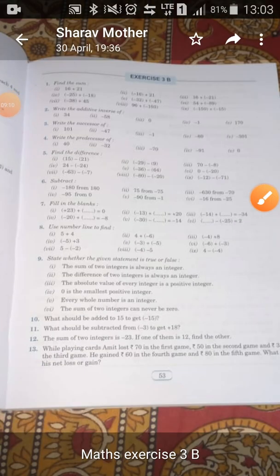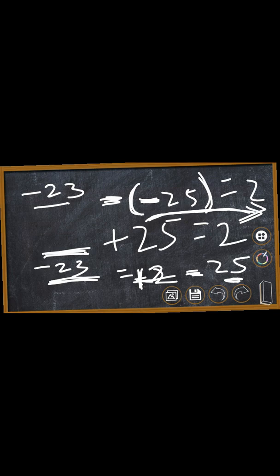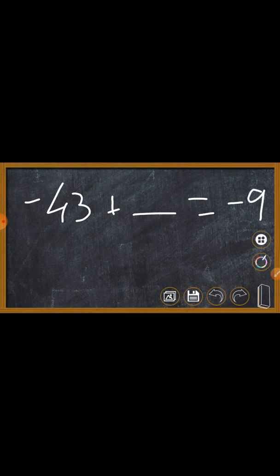Acha, rest if I solve, there are just six sums in this. Okay, so let me solve a few examples for you which I've made up in my mind. So minus 43 plus blank is equal to minus 9. How are you guys going to solve this?